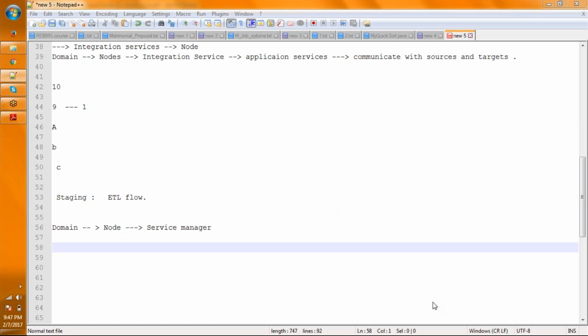Done? Yeah. Power Center repository service, integration service, data integration service, metadata manager service. Metadata Management Service. Let's talk about some of them now. We talked about Power Center Repository Service. Let's talk about what a Power Center Repository is.